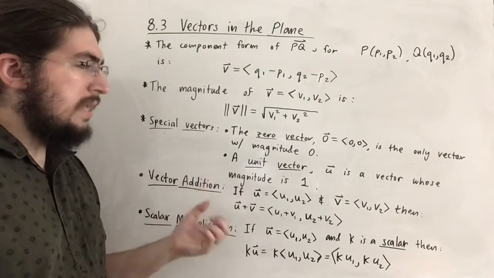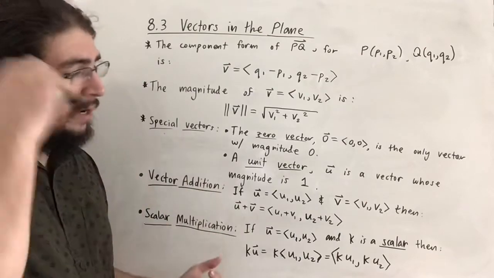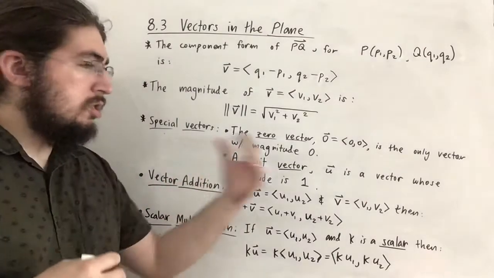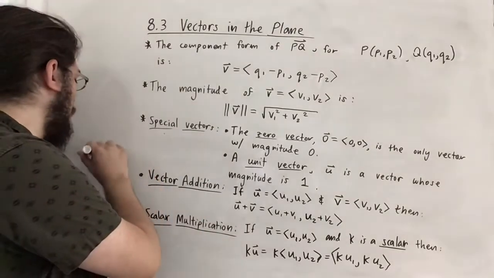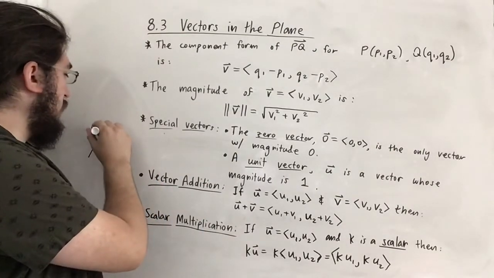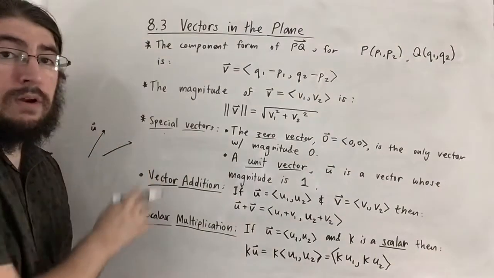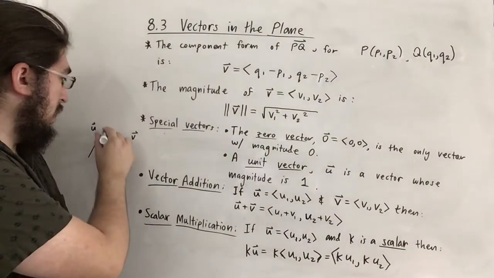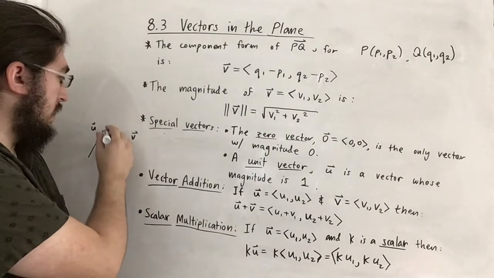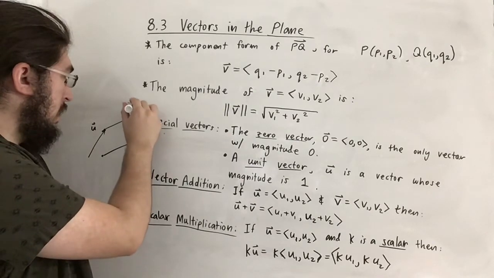The reason why this is true is that we're trying to go from the initial point of one to the terminal point of the other. So if this is the vector u, and we have another vector v, remember that we can move them around freely. So if we move v so that its tail touches the head end of u, let's say like this.